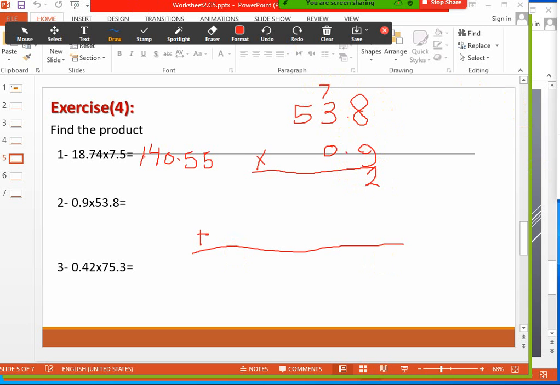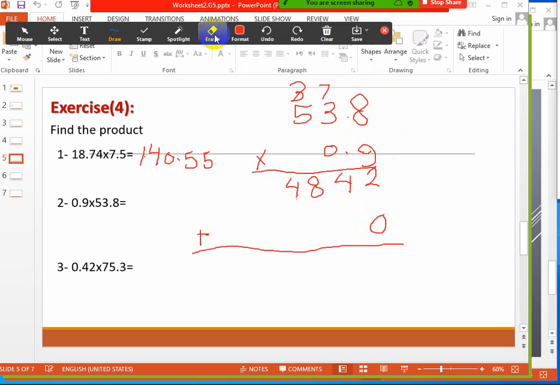9 multiply 3 equals 27. Very good. Plus 7 equals 34. Very good. I will put the 4 here and 3 above the 5. 9 multiply 5. Okay, just 1 minute. 9 multiply 5 equals 45 plus 3 equals 48. Very good. 48.